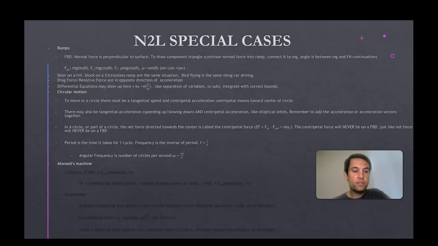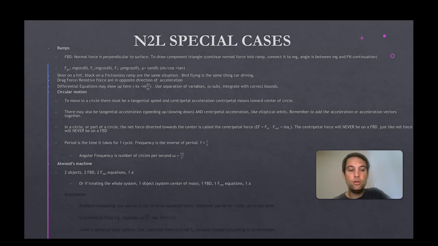For Atwood's machines, if you've got two objects, have two free body diagrams and two Newton's second law equations. Or if you're treating the whole thing as a system, one object, one free body diagram, one net force, and one acceleration, because they're going to accelerate at the same time. If you have three objects, then you're going to have three free body diagrams, and so on.